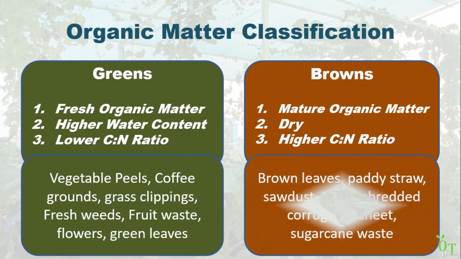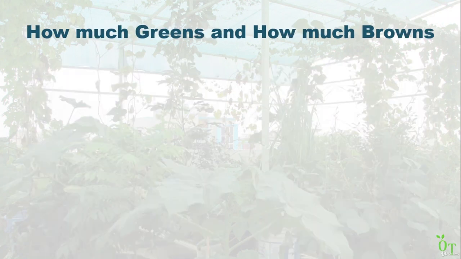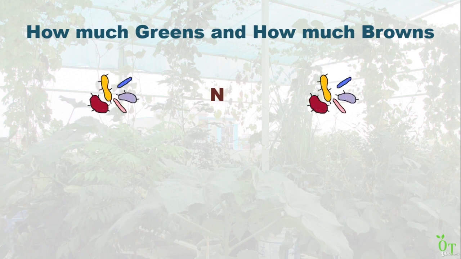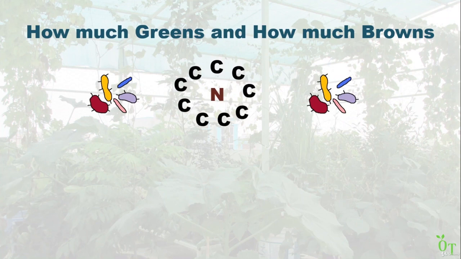Here are some examples of greens and browns. You may have noticed that coffee grounds, though a dark brown in color, are classified as greens. In understanding soil section, we had learned that for every part of nitrogen that microbes consume, they need a lot of carbon to balance their diet.